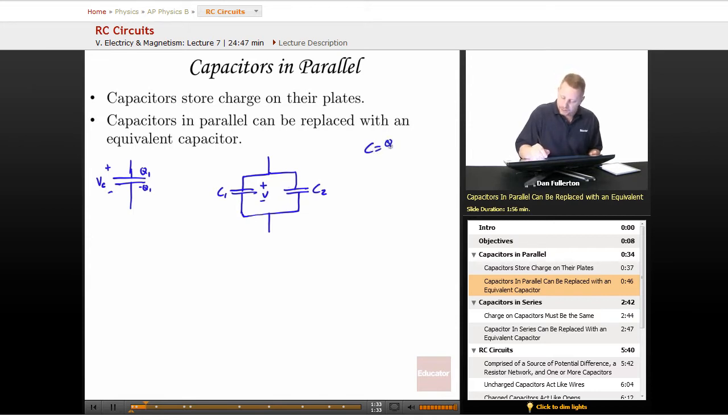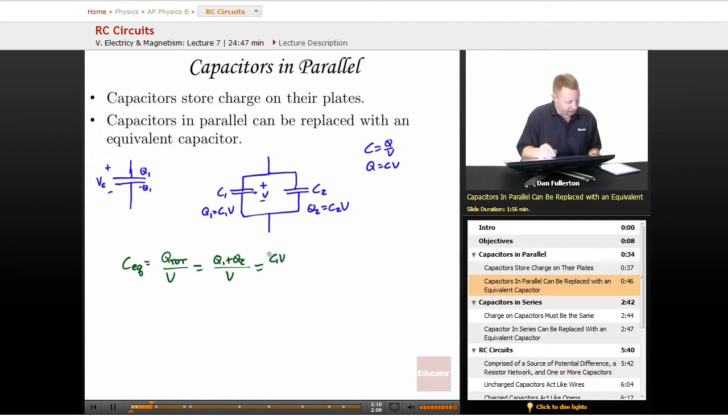And since we know that C equals Q over V, then Q equals CV. So Q1 equals C1V, and Q2 equals C2V. So the equivalent capacitance is going to be the total charge, Q, divided by the total voltage, V. Our total charge is going to be Q1 plus Q2, so that's Q1 plus Q2 over V. But Q1 is C1V, and Q2 is C2V, so C1V plus C2V over V, and I can factor a V out, so that's V times C1 plus C2 divided by V, or just C1 plus C2.